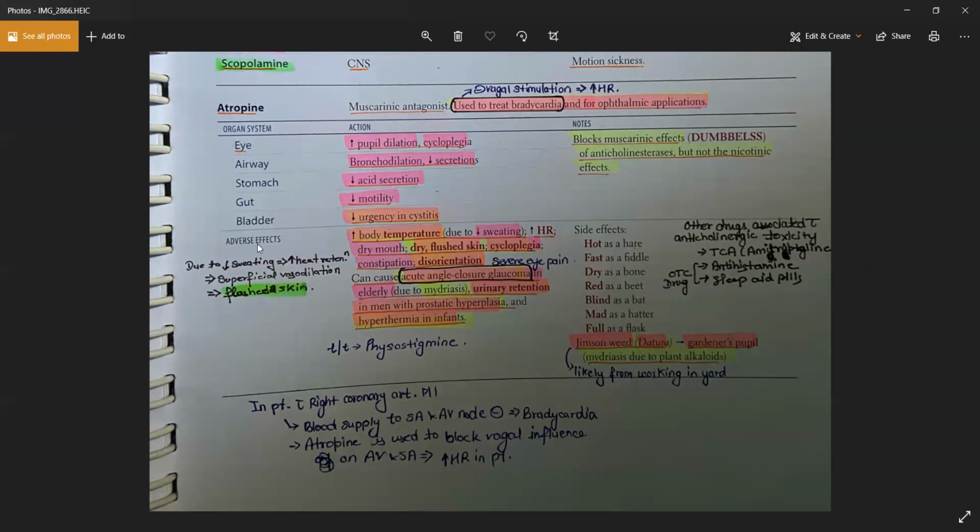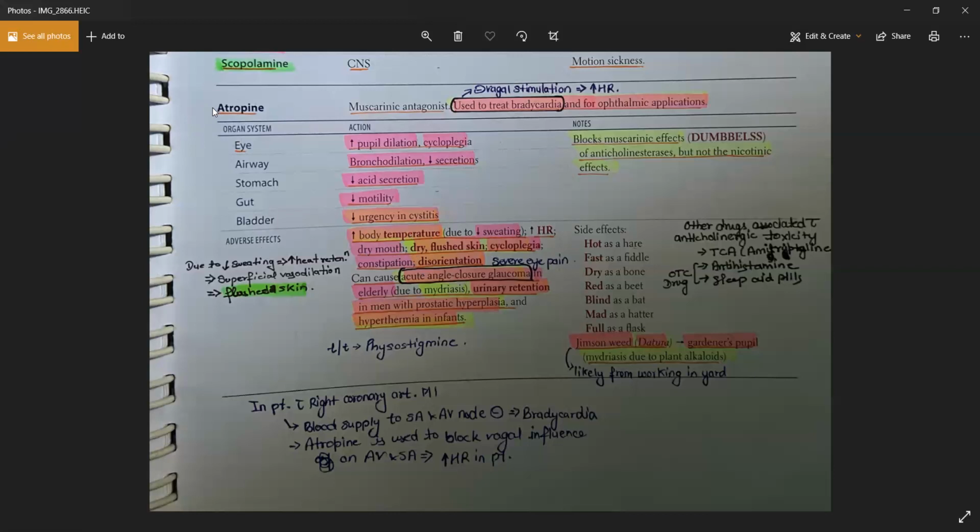Okay, so what are the side effects of atropine? They will increase the body temperature because of loss of sweating. You will get an increased heart rate. You will get a dry mouth because of loss of salivation. You will get dry skin because of loss of sweating, and because of the loss of sweating and high body temperature, vasodilation will occur, right? And because of the vasodilation, you will get flushed skin. You will get cycloplegia. You will get disorientation because atropine can easily cross the blood-brain barrier.